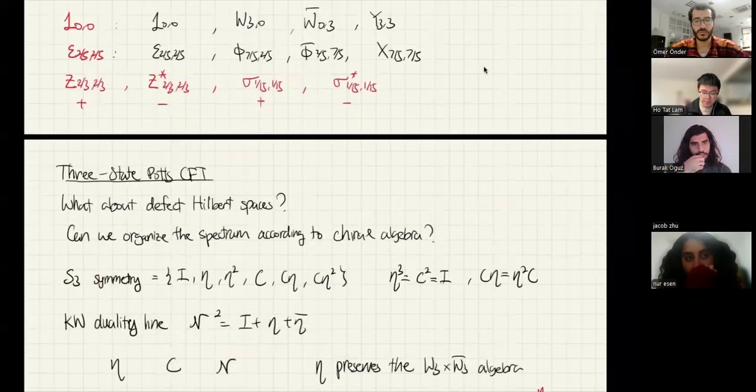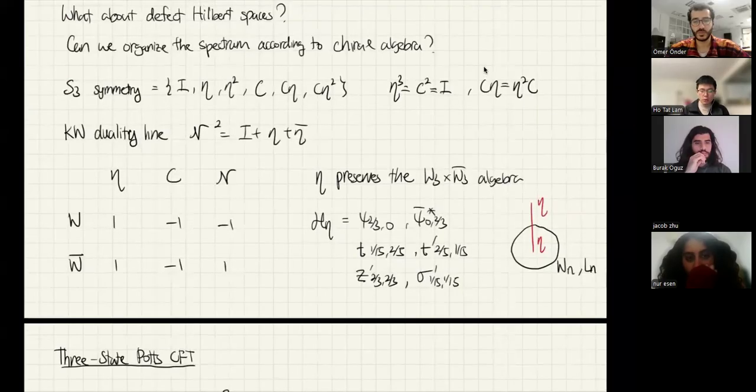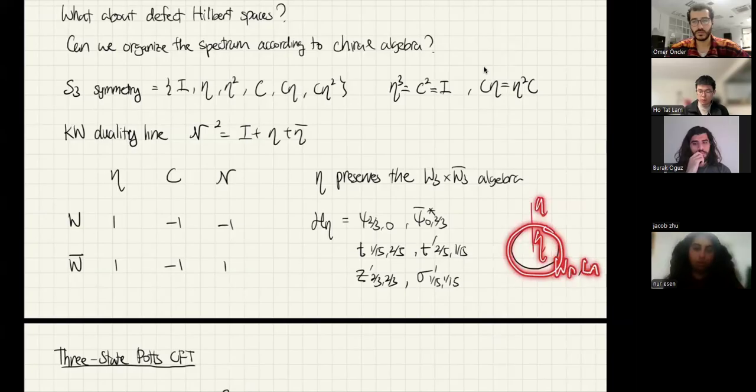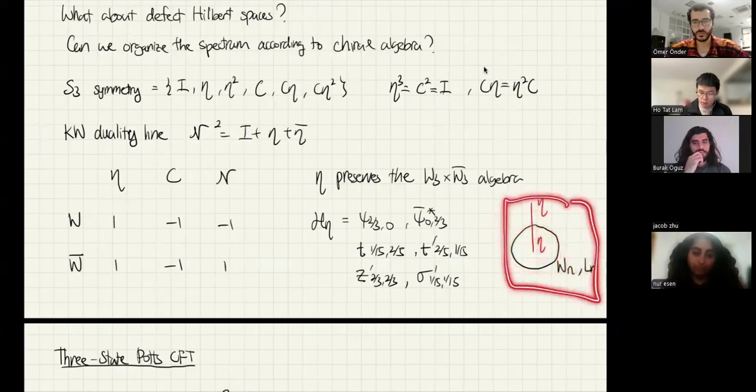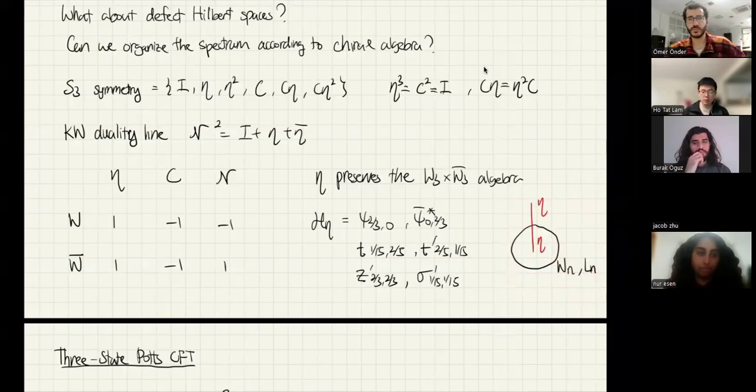And so we can encode the symmetry actions of these W generators by the following tube algebra. Essentially, it is a lasso operator that maps you from eta to eta, with the horizontal operators given by W_n, the modes. Okay, so these are the generators of the W_n algebra in the eta defect Hilbert space.